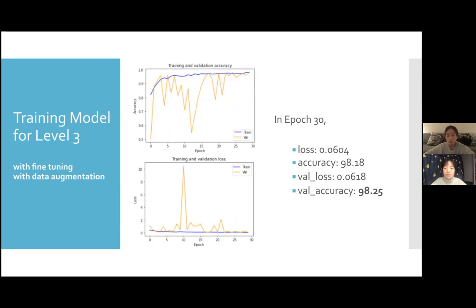boosts up towards 98%. However, we can also see from the validation accuracy and the validation loss curve that there are a lot of fluctuations back and forth. So that may also be caused by the fine tuning. It's not a very stable process.